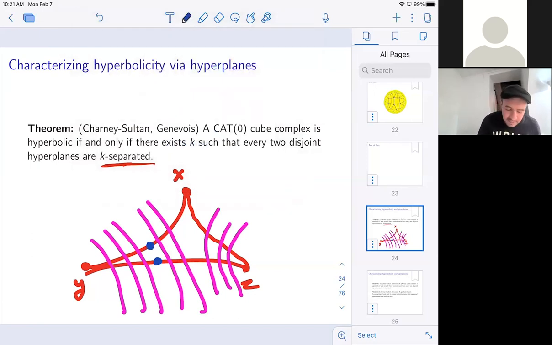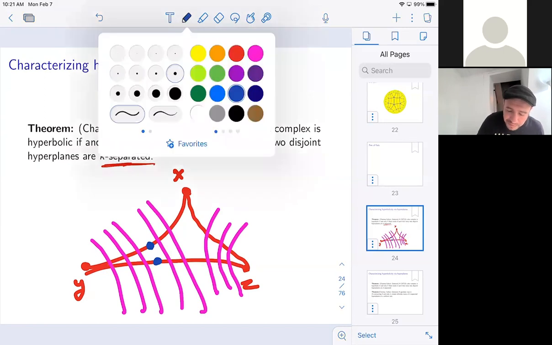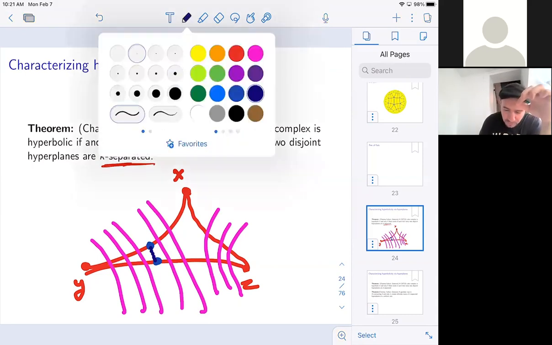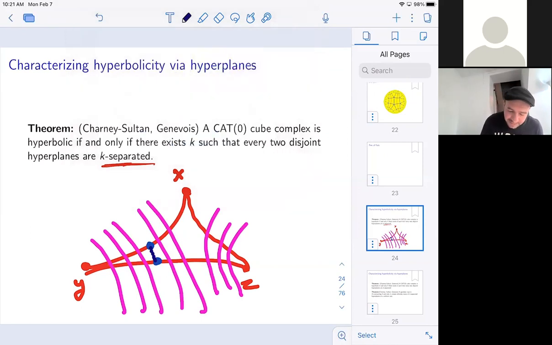Well, how would you do that? You want to bound the distance between these two points, right? So maybe you look at the geodesic connecting them. The distance between them is the number of hyperplanes that separate them, right? The idea is that the fact that these two hyperplanes here are k-separated bounds by k how many hyperplanes can separate these two points. Now you have to do a couple more things, but that's the idea.